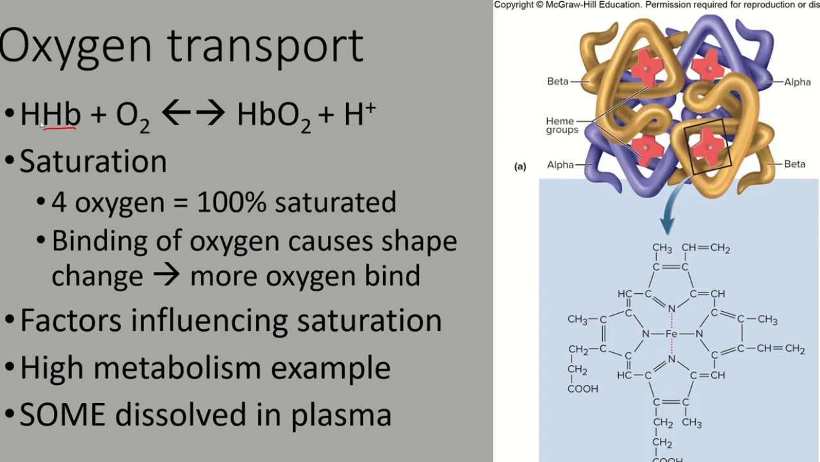And when hemoglobin is not carrying oxygen, it's called deoxyhemoglobin. And deoxyhemoglobin is written HHb. So HHb, deoxyhemoglobin, is not carrying oxygen. But if an oxygen comes along, they can combine. And then the hemoglobin is carrying the oxygen.